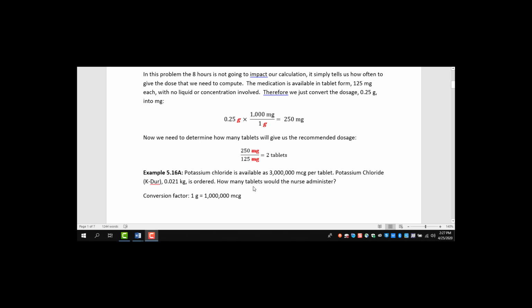And there's 1,000 milligrams per 1 gram, so this is just using dimensional analysis. 0.25 grams, the grams cancel, 0.25 times 1,000 is 250 milligrams. Each tablet is 125 milligrams, so you need 250 divided by 125, so you get 2 tablets. Hope that makes sense.